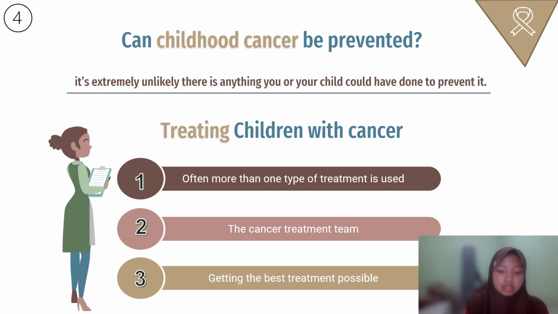The last is getting the best treatment possible. Today, most children with cancer are treated at specialized children's cancer centers. The centers are often members of the Children's Oncology Group, or COG. Going to a hospital that specializes in treating childhood cancer helps ensure that a child gets the best available cancer treatment.